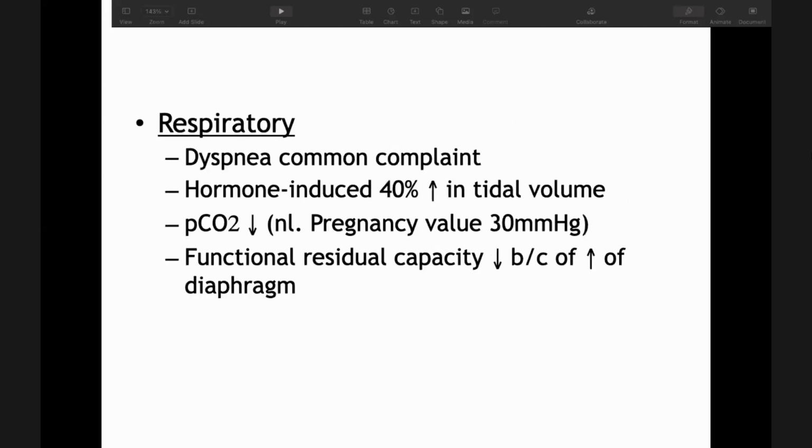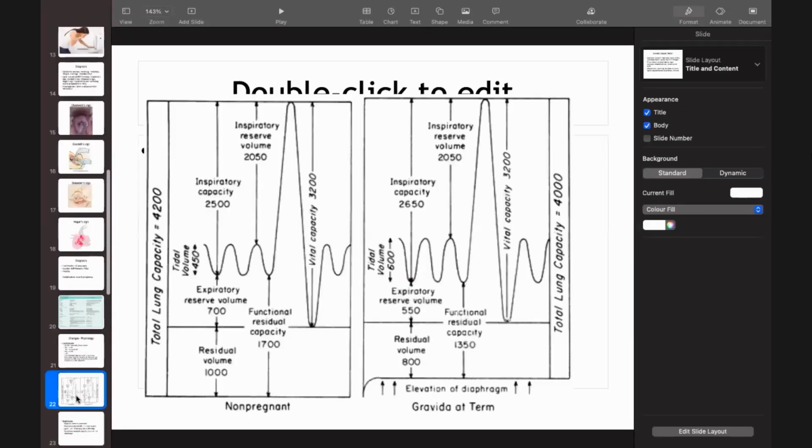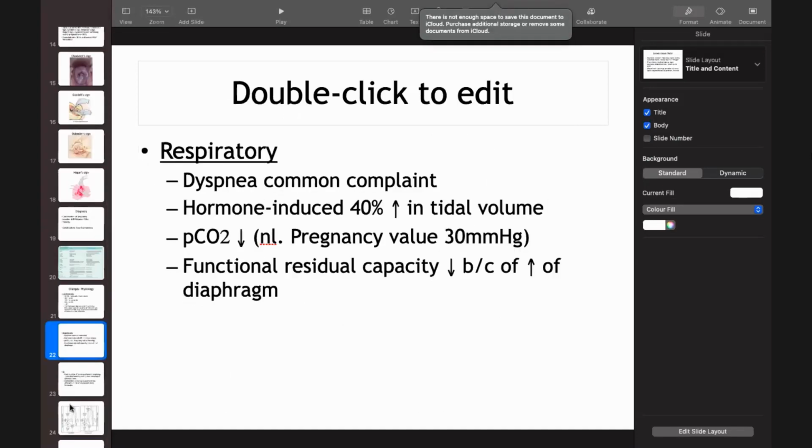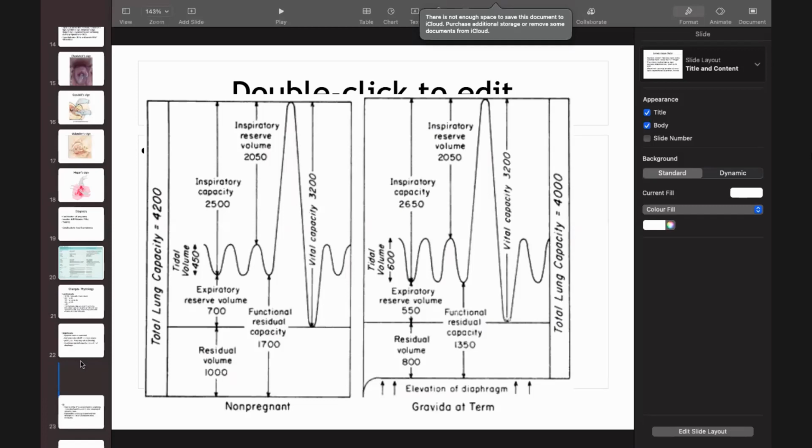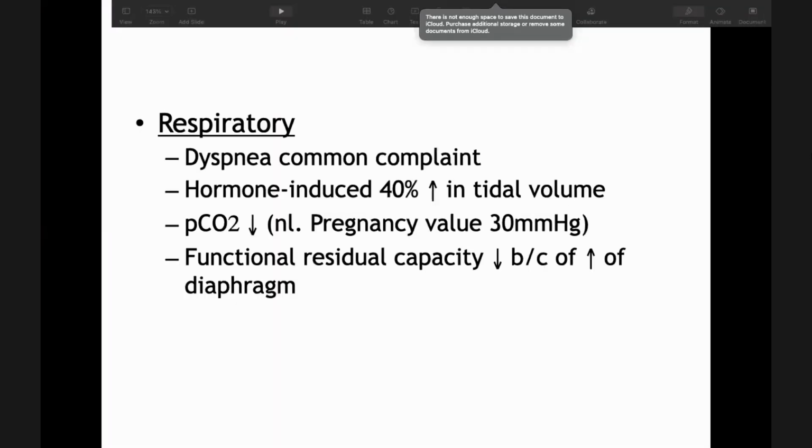So respiratory changes, I will quickly go through this. The patient becomes slightly dyspneic. Respiratory rate will increase. Hormone-induced tidal volume will increase by 40%. Because of this hyperventilation, the carbon dioxide level in the body will drop, and there will be a slightly alkaline environment in the body. Patients always complain, I have a little bit of dyspnea.